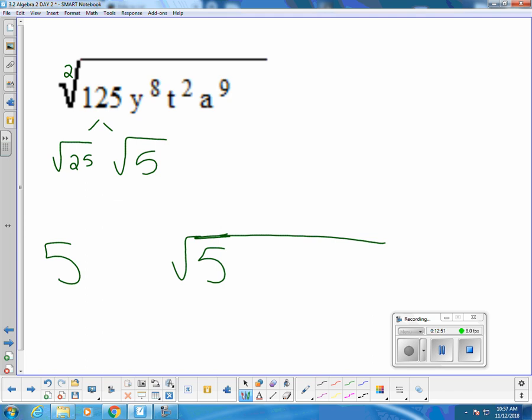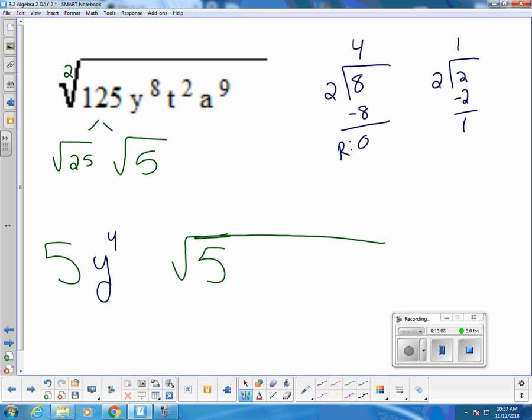Let's do our y's. What is 8 divided by 2? 4 with the remainder of 0, right? So 4 y's get out, none remain in. Let's do our t's. What is 2 divided by 2? 1 with the remainder of 0. So 1 t gets out, none remain in.